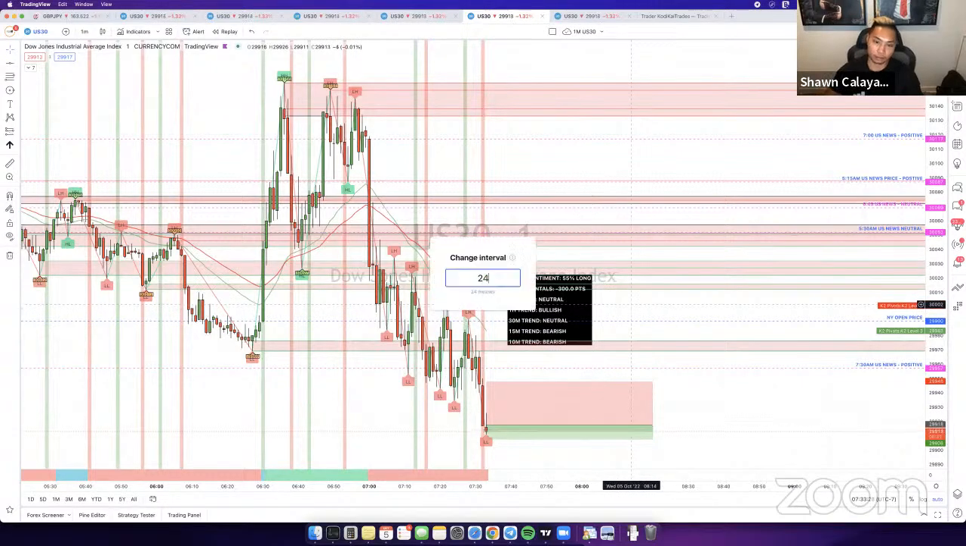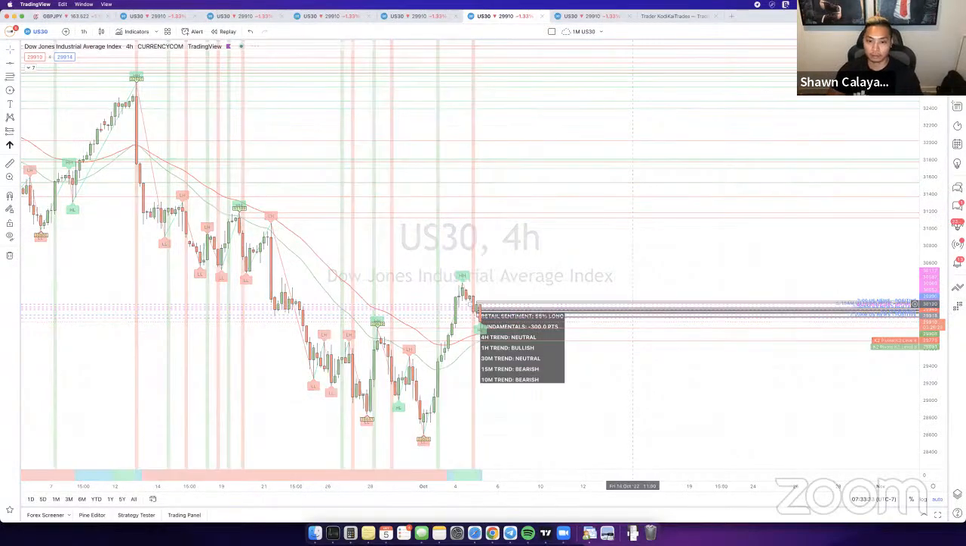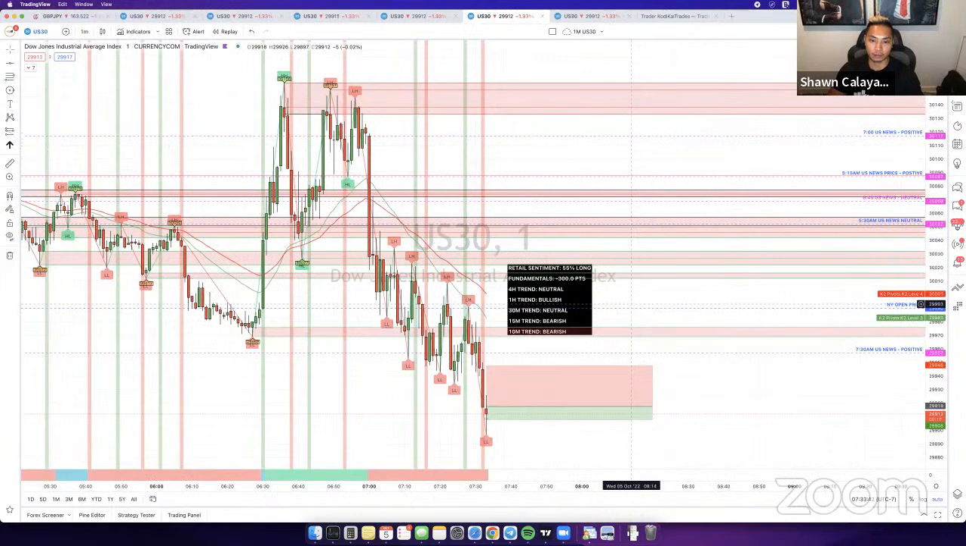Let's take a look at the overall trend again. 4 hour is neutral. 1 hour is still bullish. This is going to be the key thing here. If this starts to turn bearish or neutral, then I think everything's going to start dropping even further, because it's going to start shifting the trend, right? So right now it's neutral on the 4 hour, it's bullish on the 1 hour. This is going to turn neutral at some point.